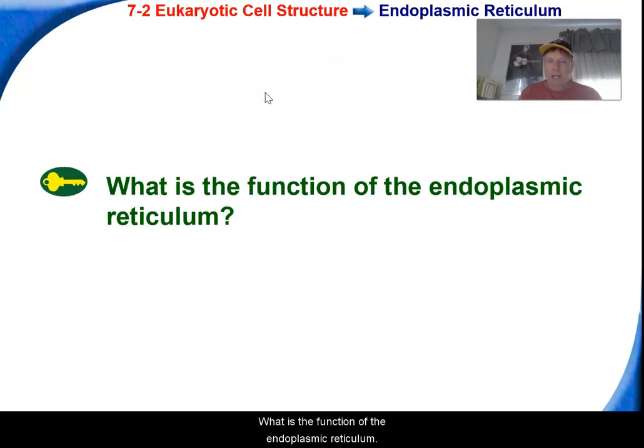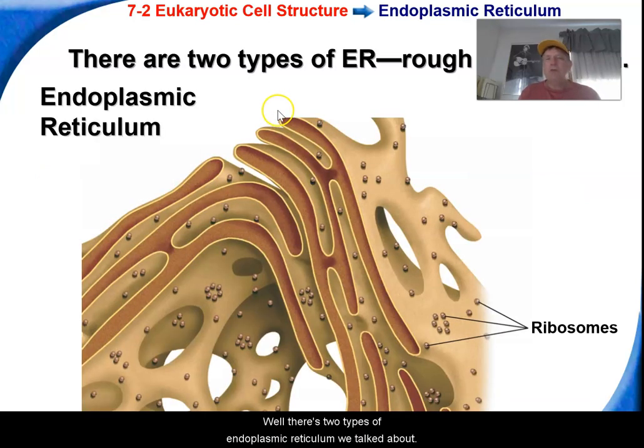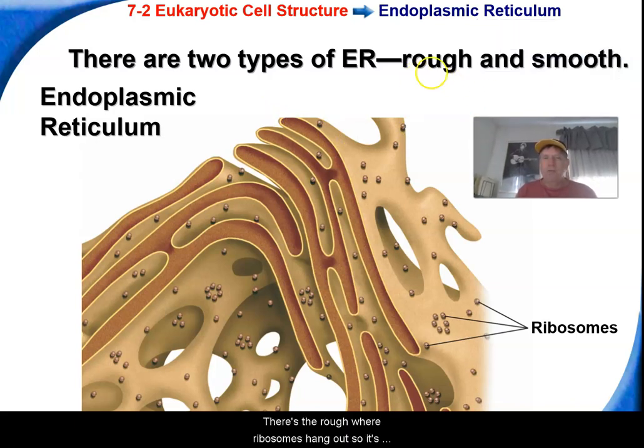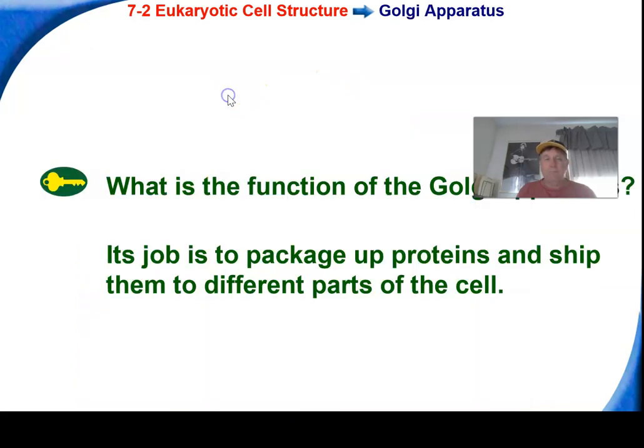What is the function of the endoplasmic reticulum? Well, there's two types of endoplasmic reticulum we talked about. There's the rough, where ribosomes hang out, so it's involved with making proteins. And then there's the smooth endoplasmic reticulum, which makes lipids. We saw those in the previous slides.